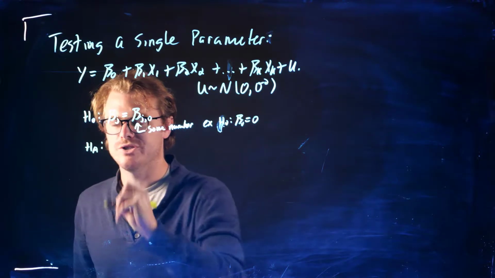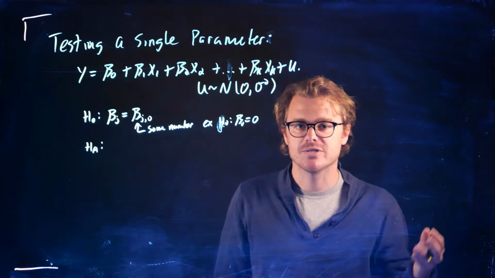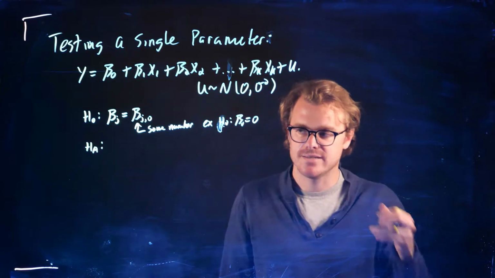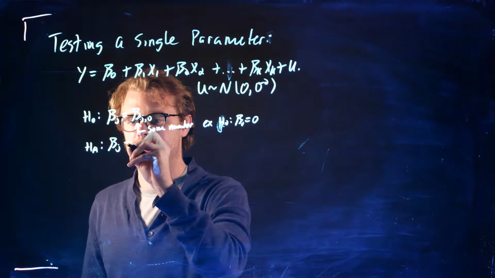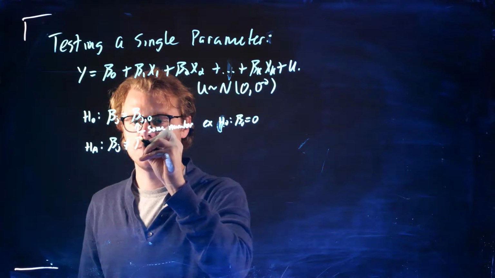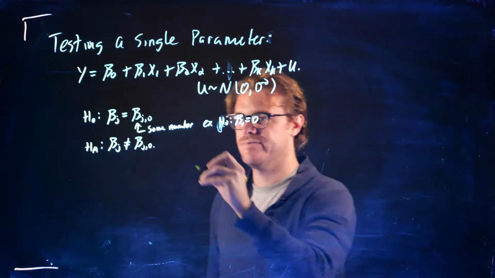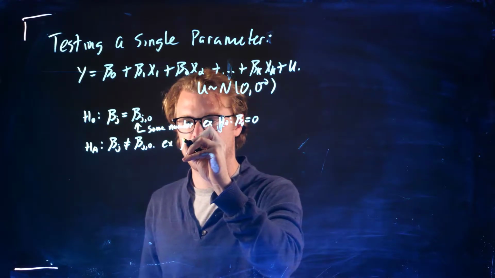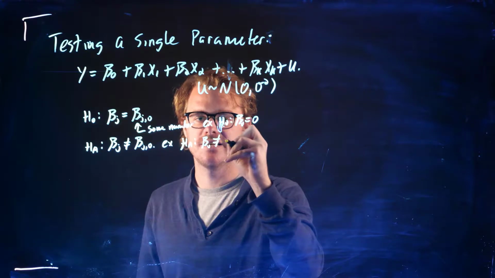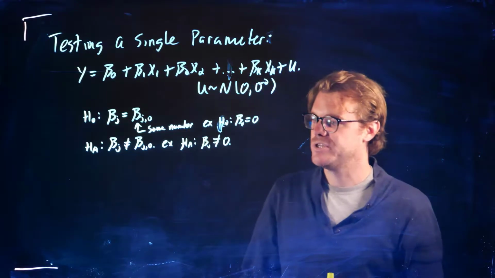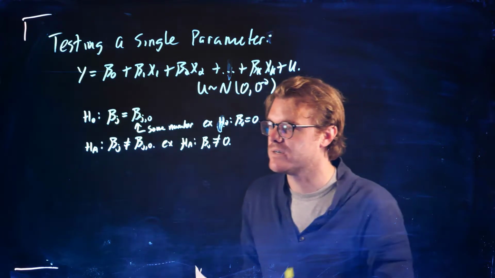You can have one or two-way tests. We're just going to concentrate mostly on two-way tests in this course. So let's make it a two-way test. And so the alternative would be that it doesn't equal beta j 0. So let's write HA: beta j doesn't equal 0. But it's just some number. It could be 1, it could be 2, 10, a million, whatever.